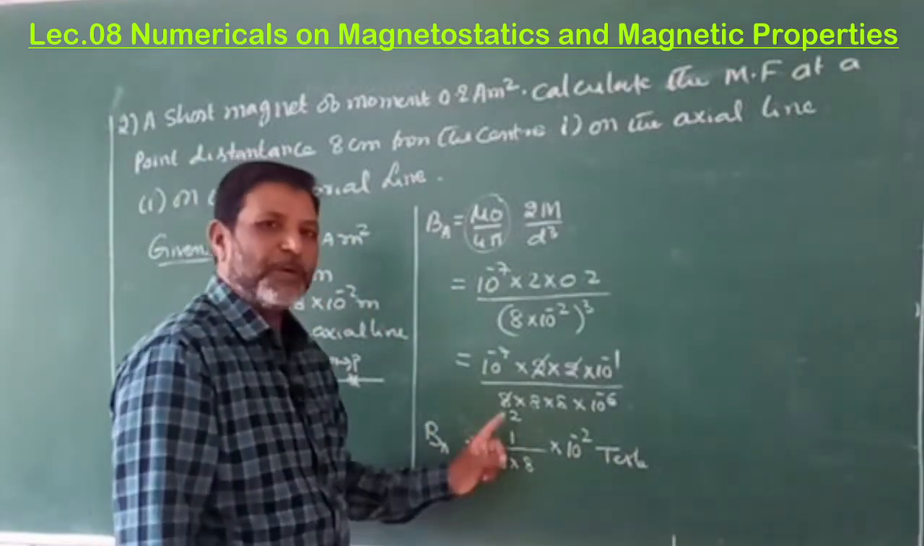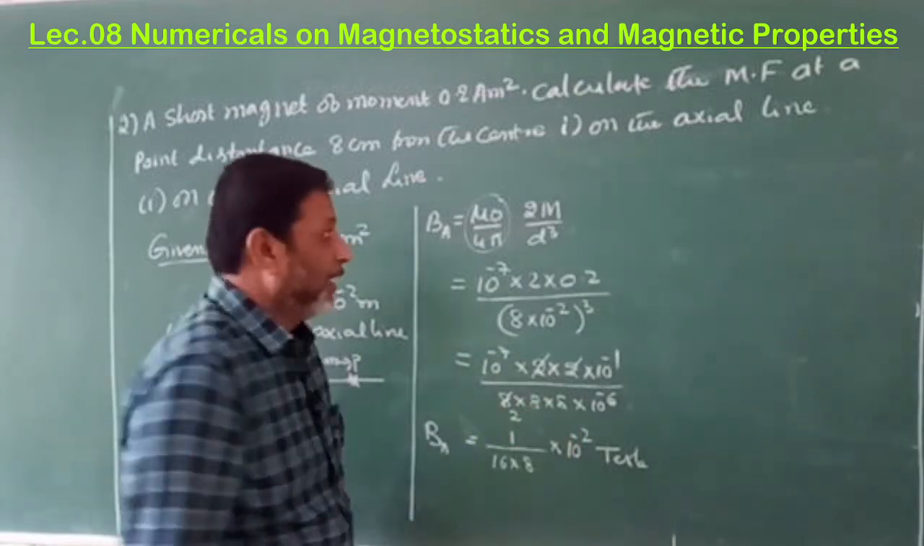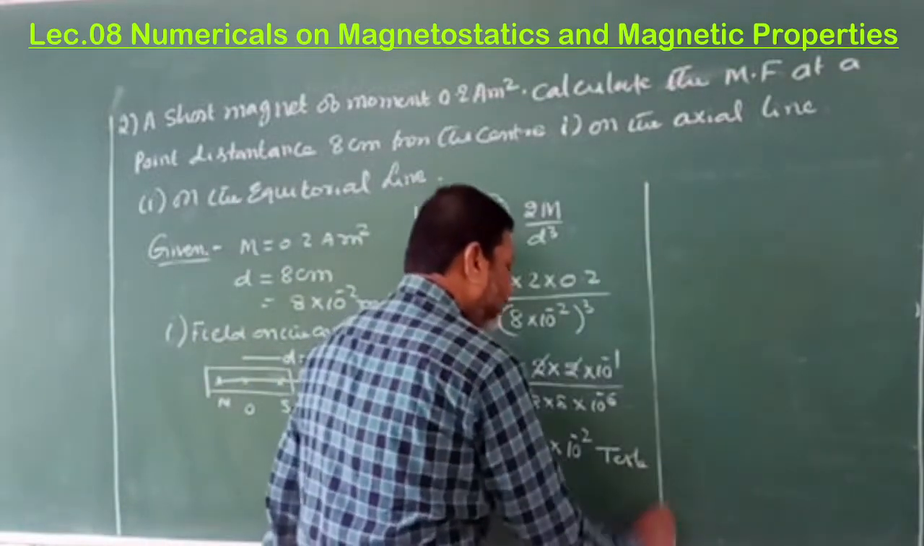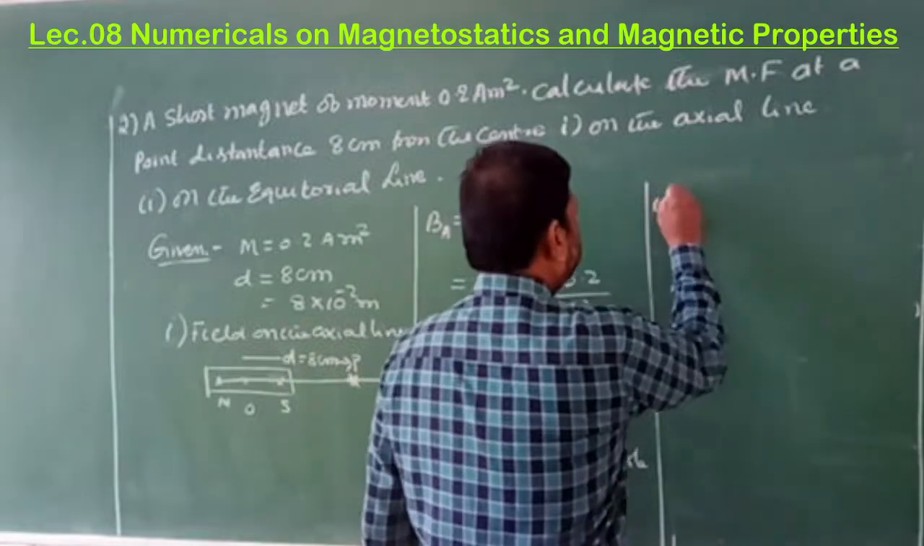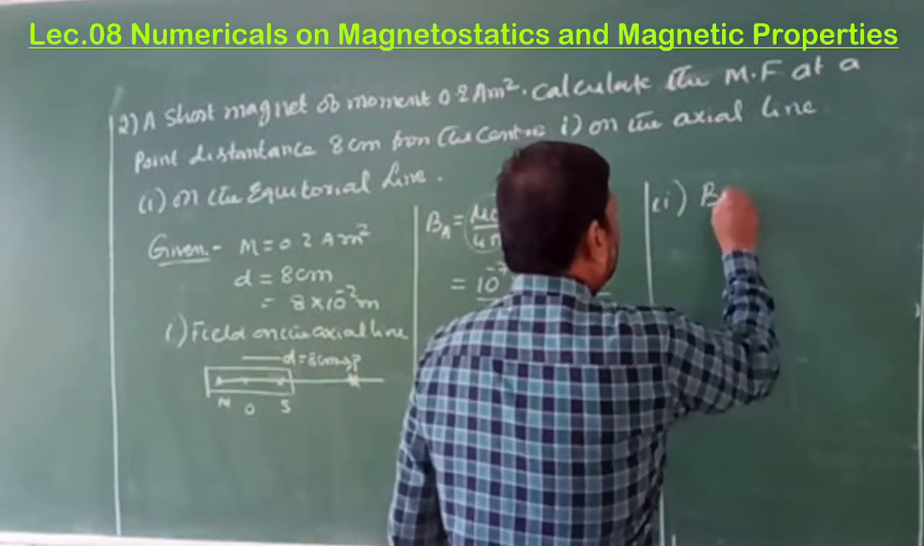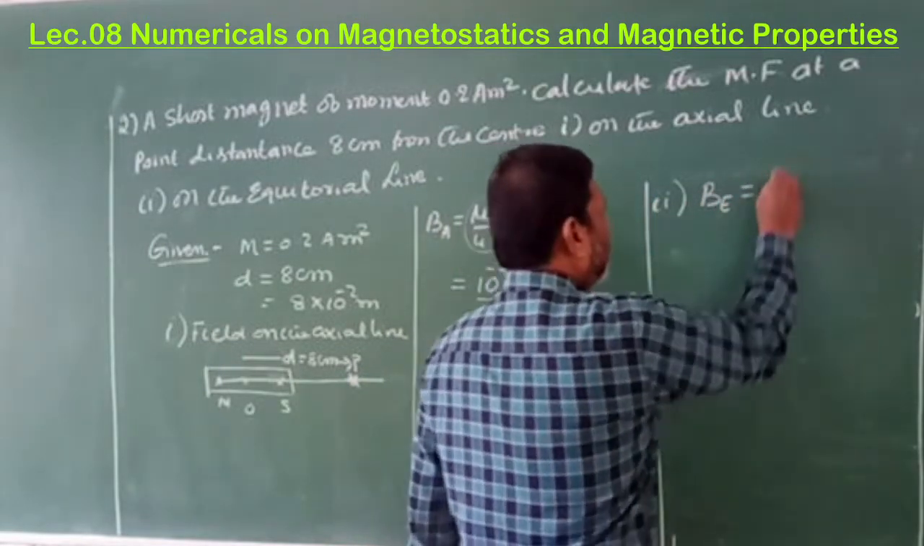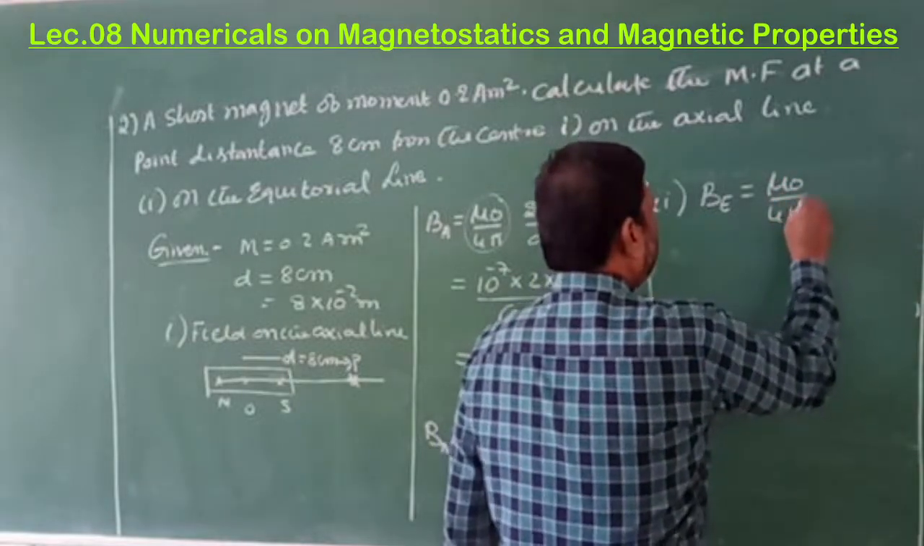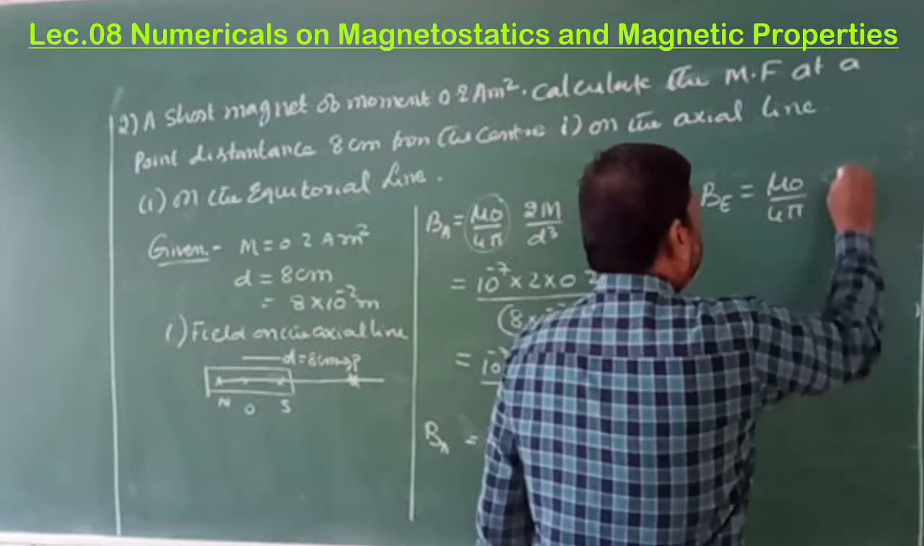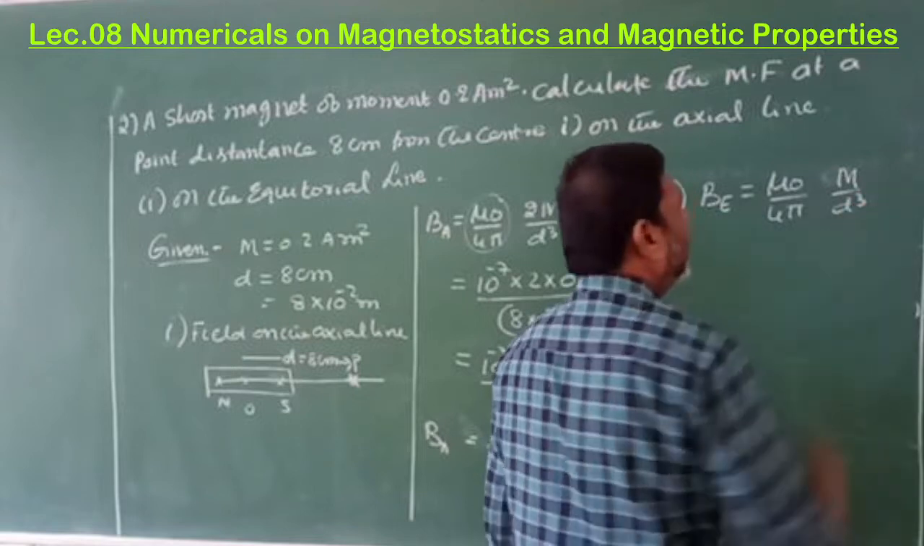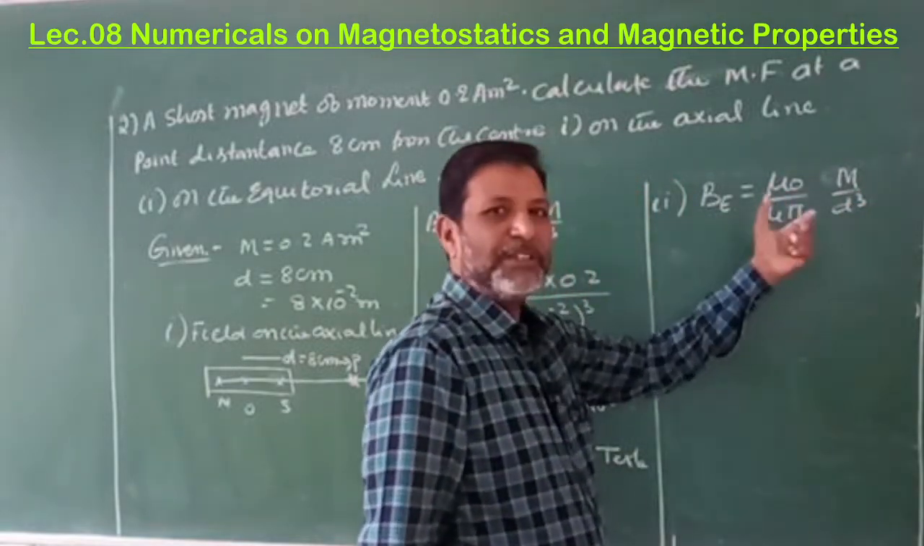Now you simplify this one, you will get the value. Next, you have to calculate the field along the equatorial line, isn't it? Now, the field along the equatorial line is equal to mu naught divided by 4 pi, isn't it, M divided by d cube. Then substitute the values and simplify. This is one method.